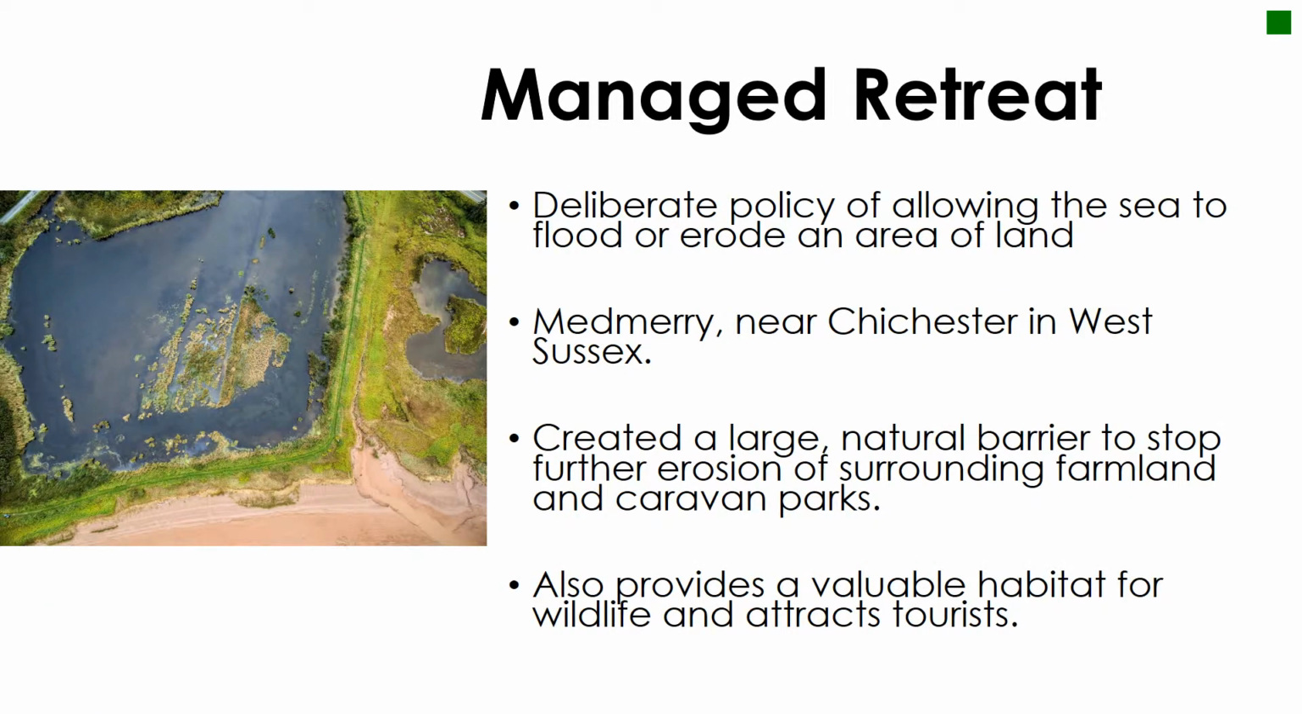Our second case study is specifically to one kind of soft engineering, and that is managed retreat. Managed retreat is deliberately allowing the sea to flood or erode an area of land that may have once been protected. Our example of managed retreat is a place called Medmerry, which is in Chichester in West Sussex. So they allowed the coast to flood and reclaim part of the land, which in doing so created a large natural barrier to stop further erosion of the land behind it.